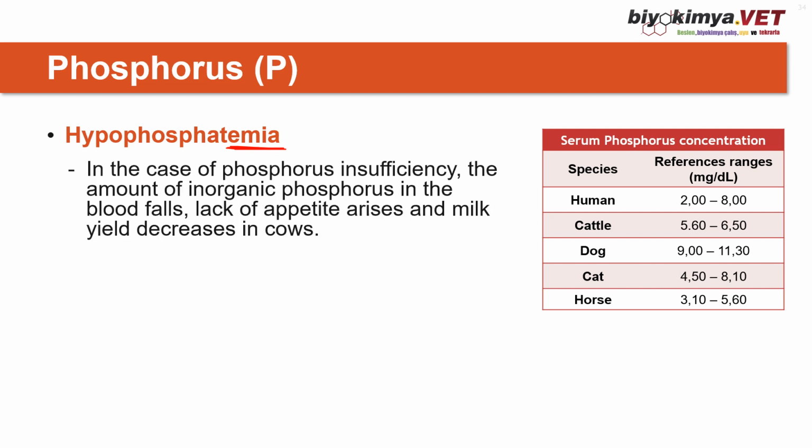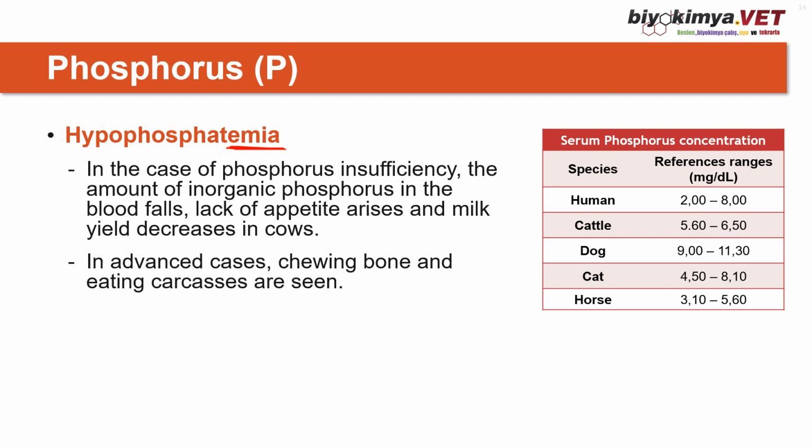In the case of phosphorus insufficiency, the amount of inorganic phosphorus in the blood falls, lack of appetite arises, and the milk is decreasing in cows. In chronic cases, rickets and osteomalacia are encountered, and it's related to calcium. In advanced cases, chewing bone and eating carcasses are seen.